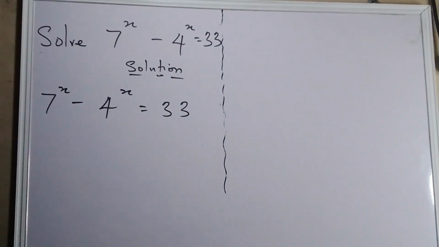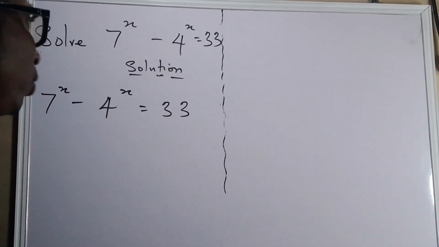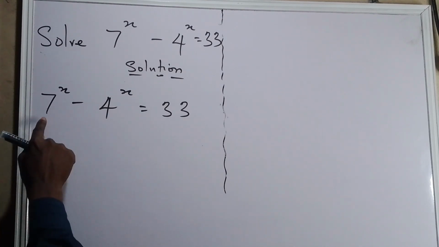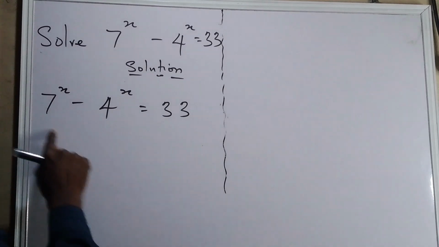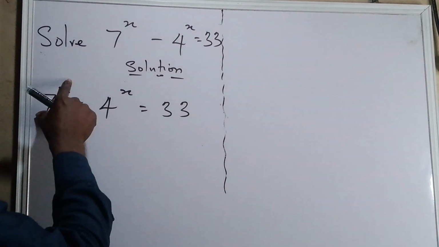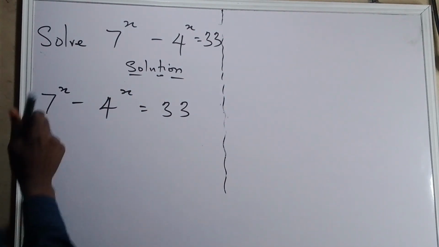Solve 7 raised to the power of x minus 4 raised to the power of x equals 33. So how do you do this? The first thing is to find a way of expressing this left hand side as a difference of two squares, right? So I want this to have a power of 2 and this to also have a power of 2. Alright, so how do we do that?